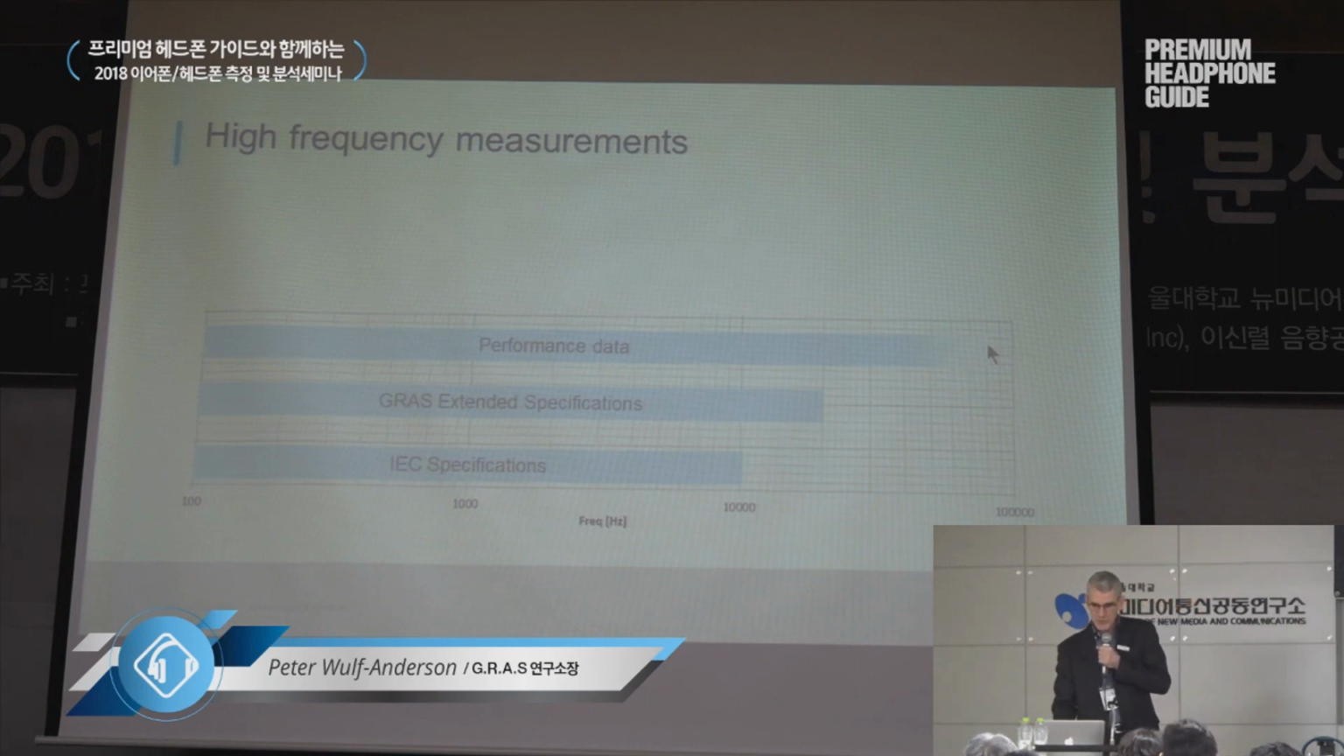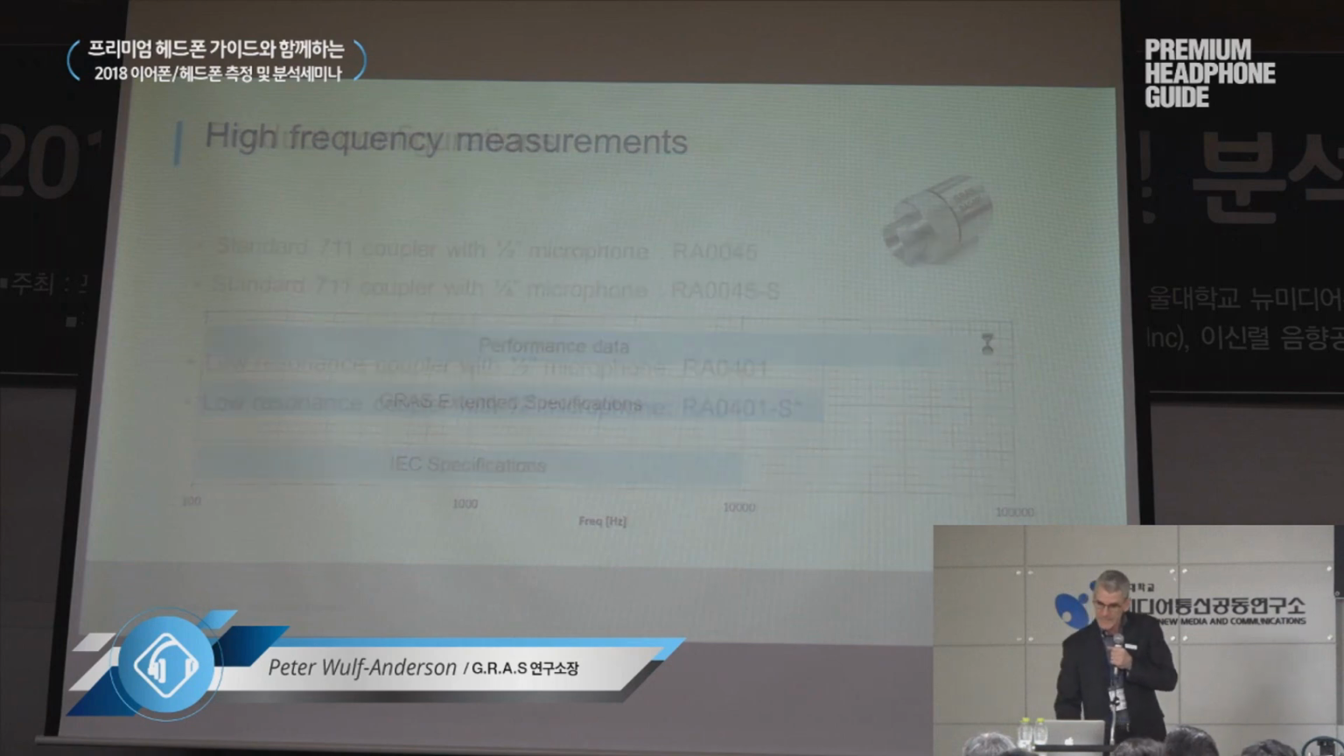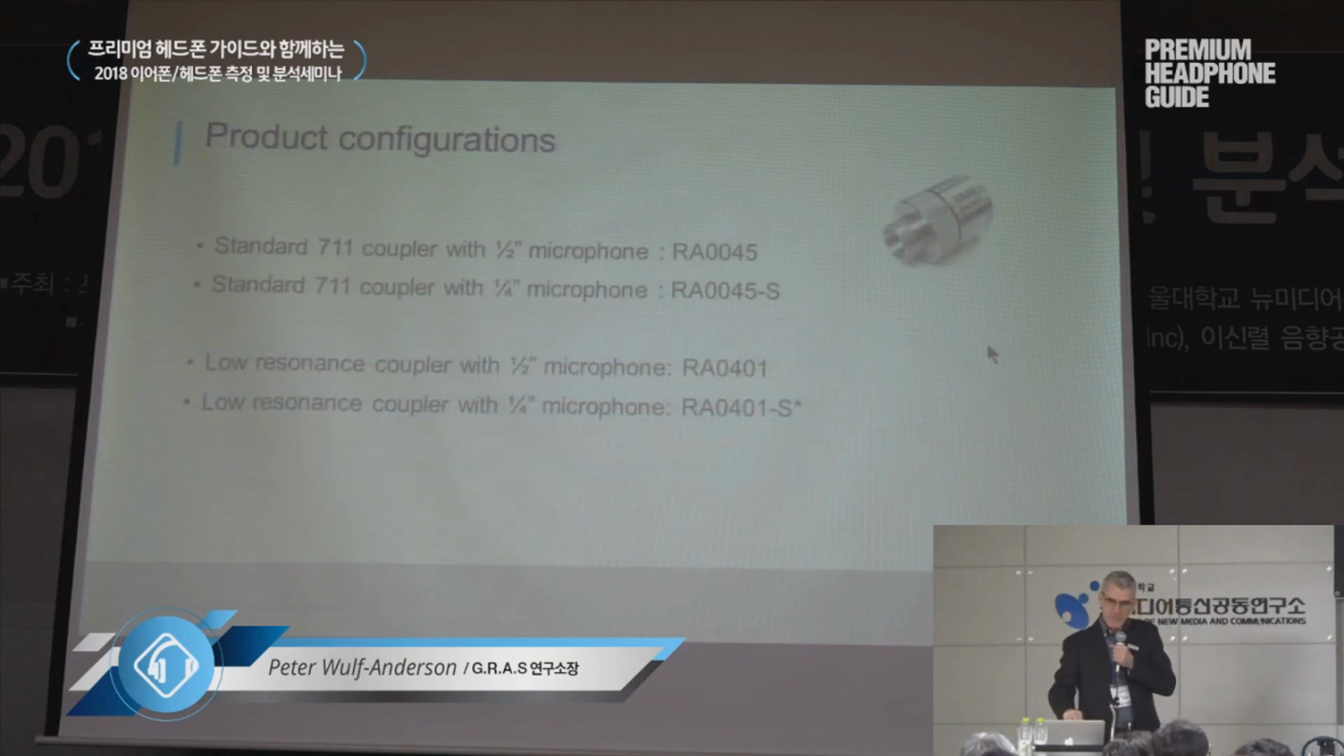So the first curve I show you is a measurement of the traditional standard 711 coupler with a half-inch microphone, but also a special S version where we introduced a quarter-inch microphone. And the next measurement I will show you is the same measurement, but with the new high resolution, or you could say low resonance coupler, so you can see the differences.